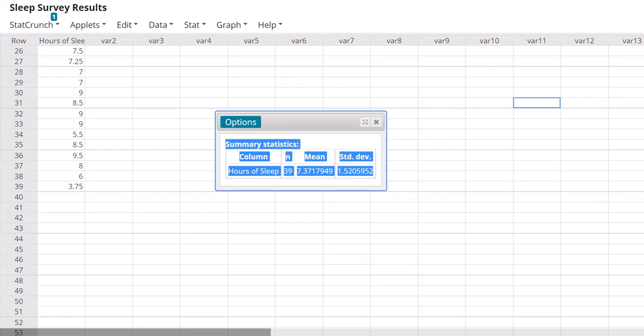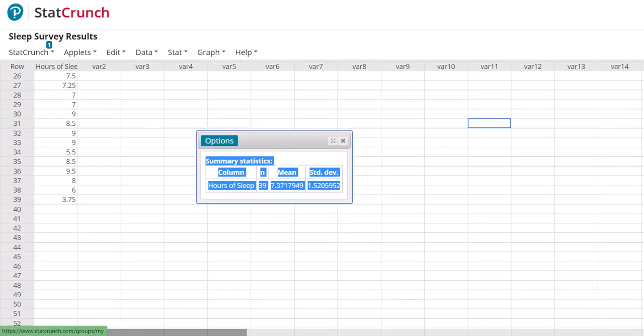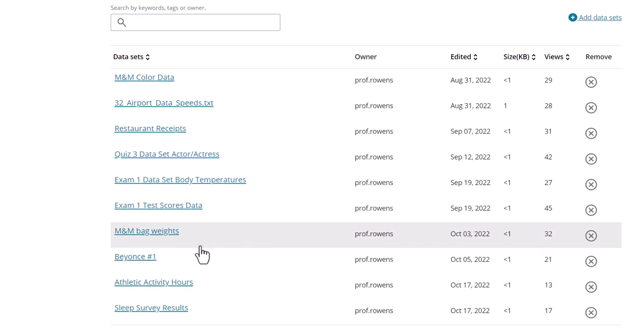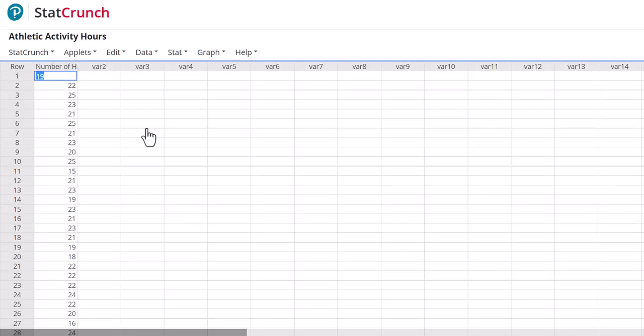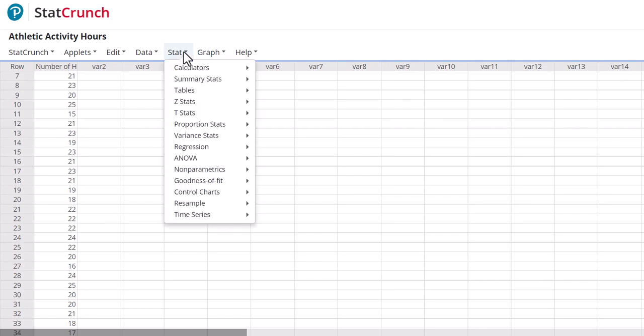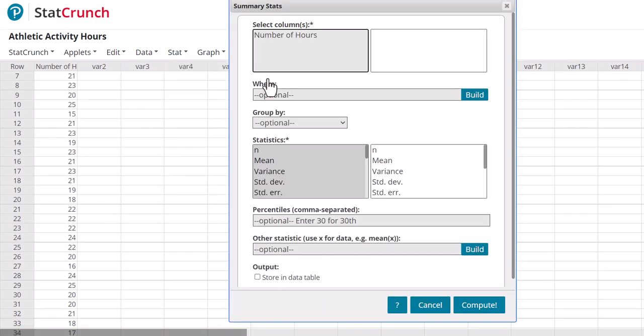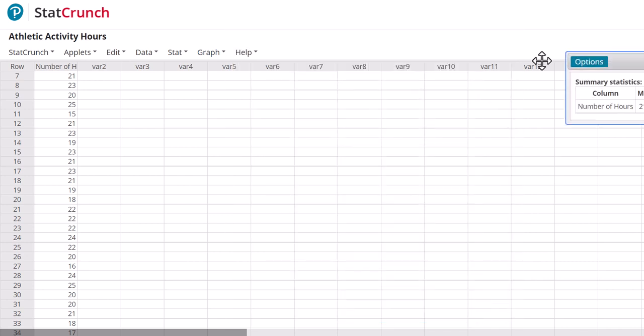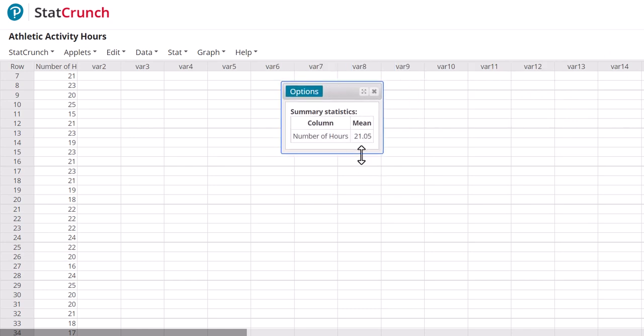Let me see if I can go to it. If we go to my data, my groups, we should be able to see athletic activity hours. If you open that up, you'll see the number of hours, and all we want from here is the mean. So go to summary stats, columns, number of hours, and we just want the mean, and compute. This gives us a mean of 21.05 hours. We don't need the standard deviation in this case because the population standard deviation is given to us in this problem.